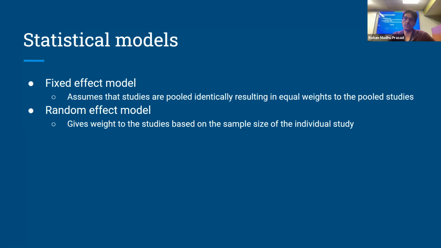So most often we do the random effects model, where it gives weight to the studies based on the sample size of the individual study. So if one study had 1,000 patients and one study had 100 patients, RevMan will automatically give the study with 1,000 patients a higher weight. And that's the beauty of RevMan.